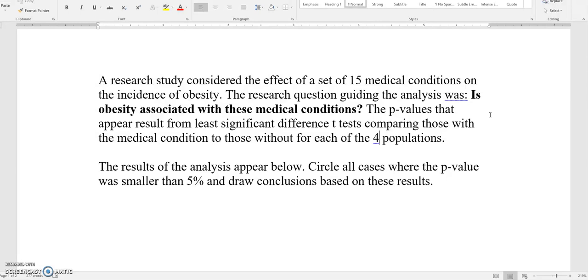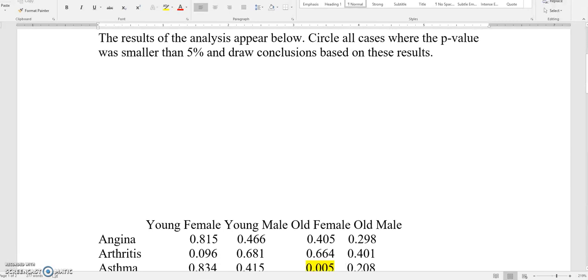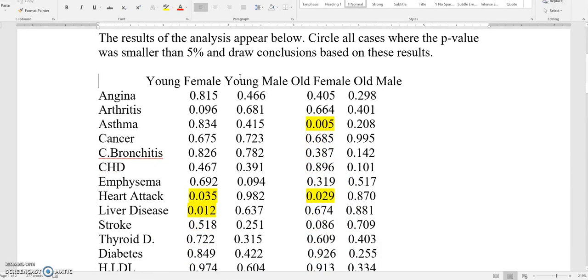Comparing those with the medical condition to those without the medical condition, I have 4 populations. I should have typed that out. 4. I'll make edits to my handout as we go. The results of the analysis appear below. Let me move it up a little bit. So notice our 4 populations are young female, young male, old female. I sound kind of offensive here, don't I? Old male.